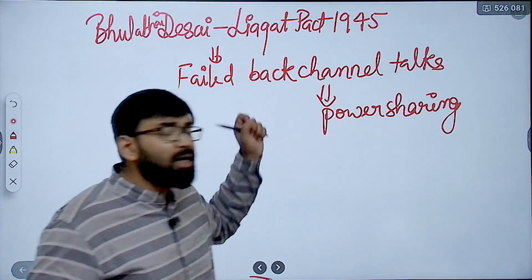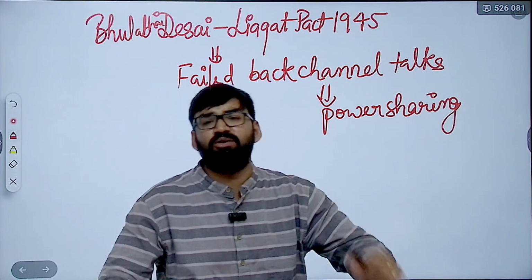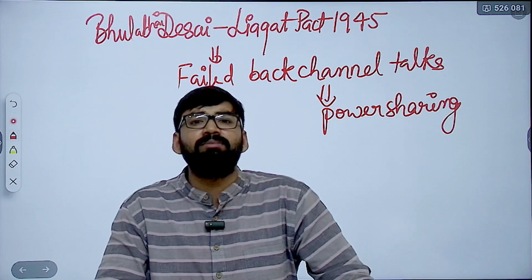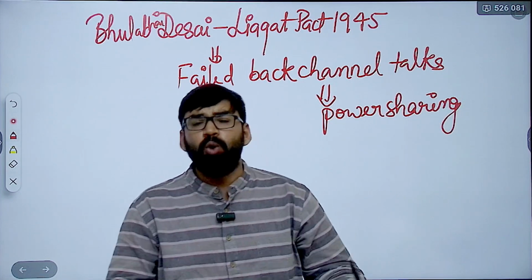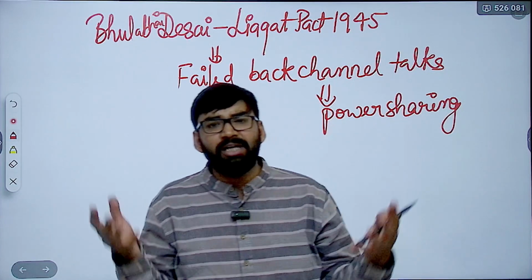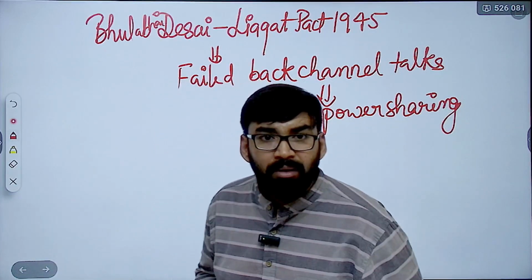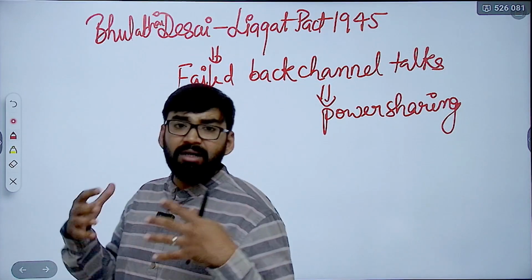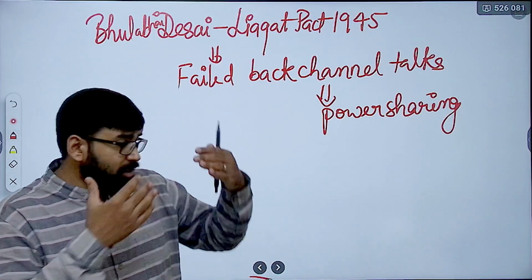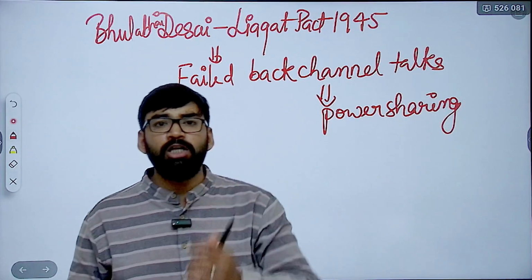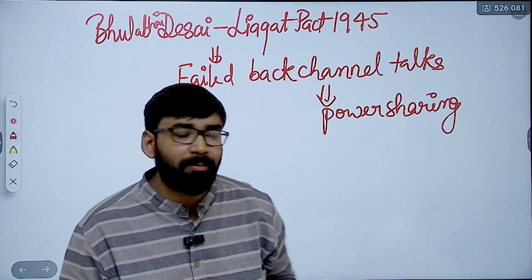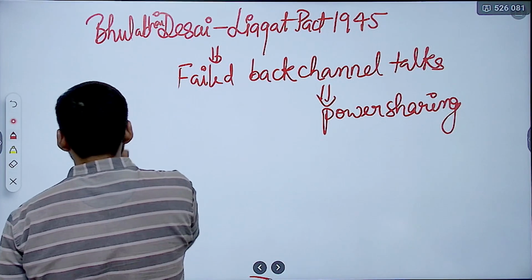Now, what are the terms of the Desai-Liaquat Pact? Let me tell you, these terms are basically unofficial; they were never formalized or documented publicly. But what was in it? The first provision was the formation of an interim government at the center.